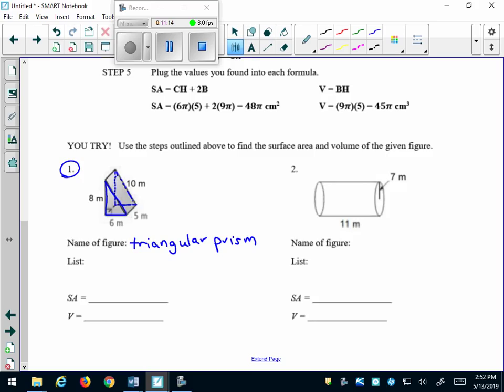Now, everything that we have to calculate is dependent on figuring out and identifying the base correctly. If you don't identify the base correctly, everything is going to come out wrong. So make sure you're looking carefully. Two faces that are congruent and parallel to each other, those are the bases. So we have these two triangles, and those are the bases.